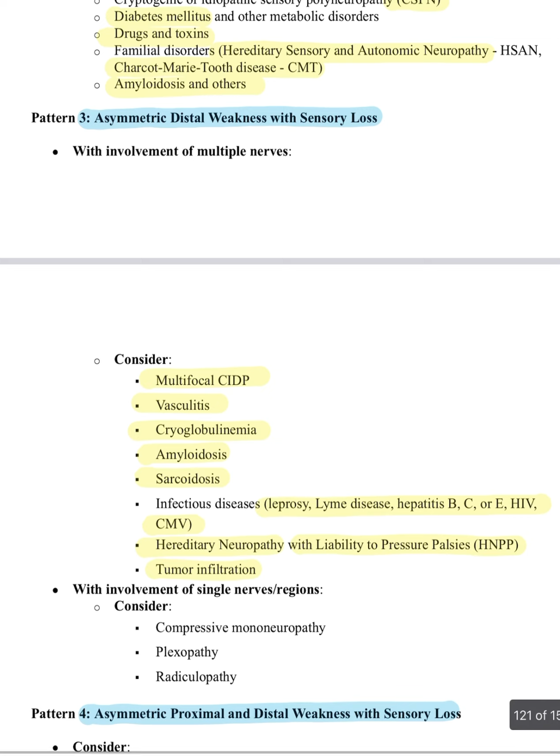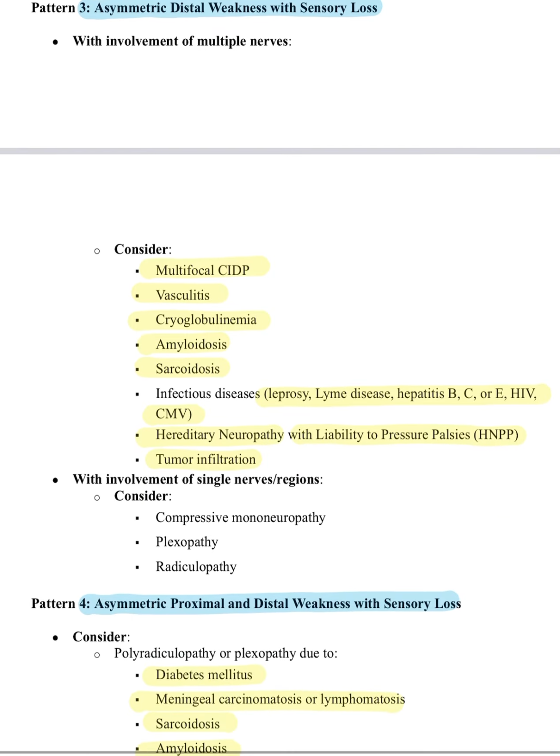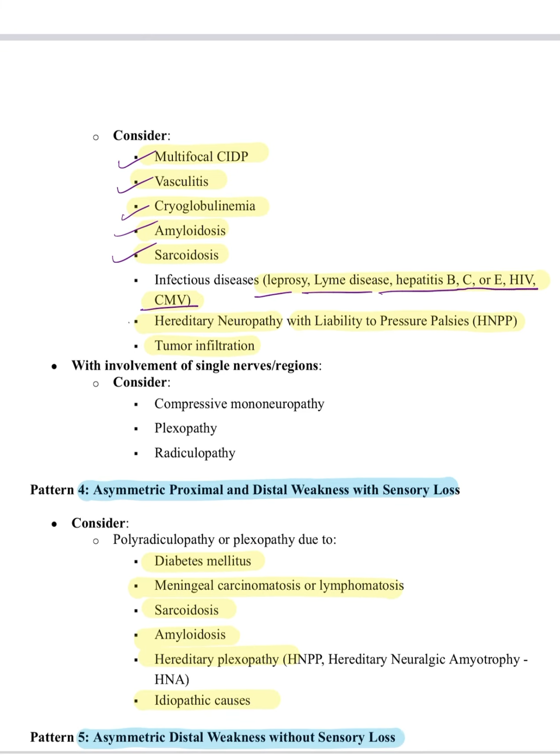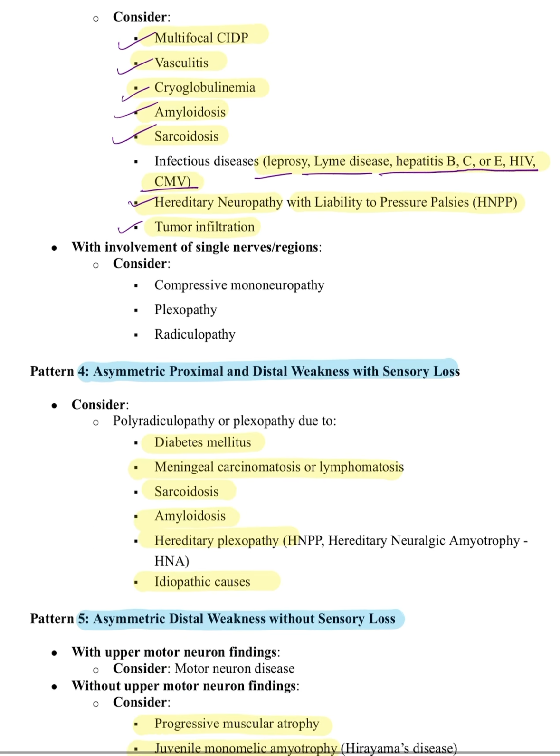Next is asymmetric distal weakness with sensory loss. Okay, asymmetric distal weakness is there with sensory loss. With involvement of multiple nerves, it could be multifocal CIDP, vasculitis, cryoglobulinemia, amyloidosis, sarcoidosis, infectious diseases like leprosy, Lyme disease, hepatitis B, HIV, CMV virus, hereditary neuropathy with liability to pressure palsy, that is HNPP, and tumor infiltration. With involvement of only single nerves or regions, that is compressive mononeuropathy, plexopathy, and radiculopathy.